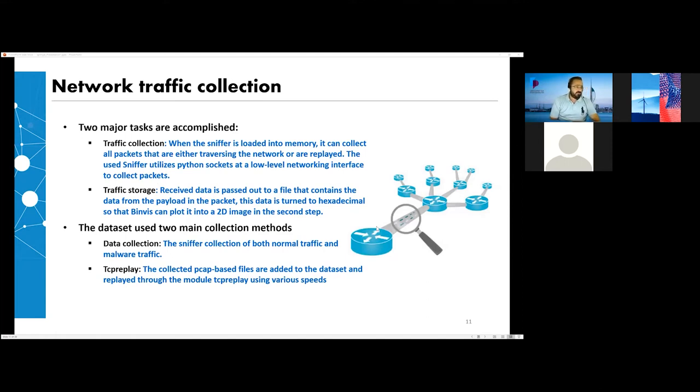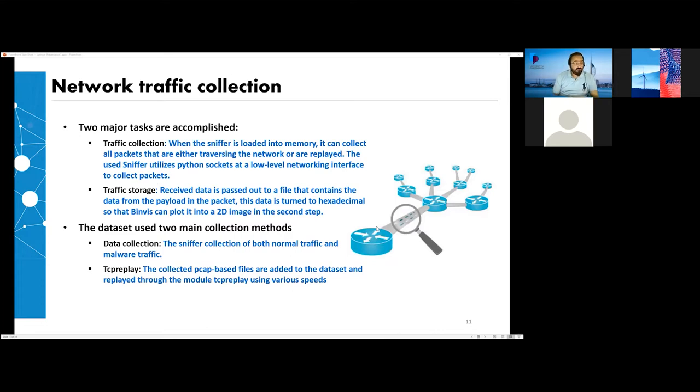The first issue was the network traffic collection. Here we had two major tasks: the traffic collection and the traffic storage. As you understand, when you have a lot of traffic coming from your network cards, you need space to keep this traffic. Also, you need space for the images, because you need to convert this traffic into images. Of course, the question comes, why images, which we are going to discuss in the next slides. So those were the major tasks, and we found a solution.